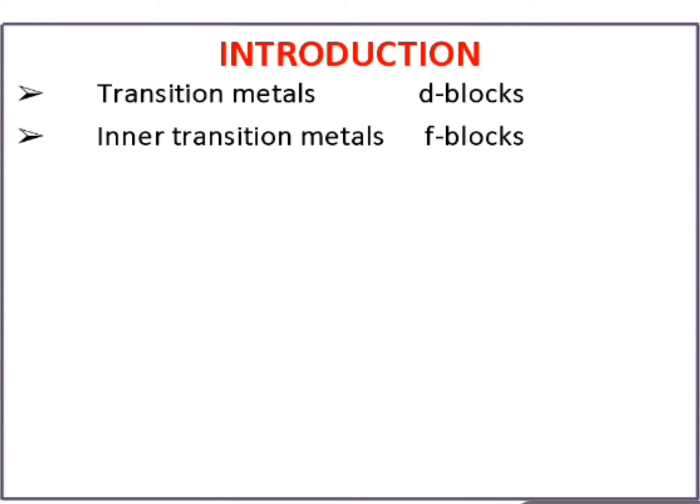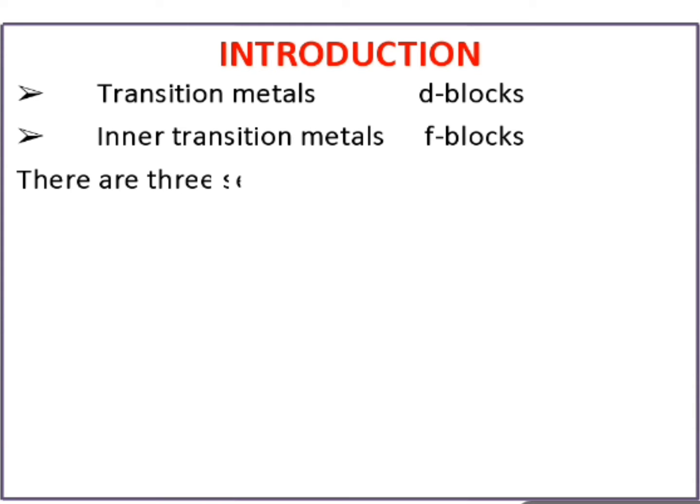Inner transition metals are the elements in which the electron enters the F orbital. So the F block elements are known as inner transition metals. Remember this: transition metal means D block element, inner transition metal means F block element.